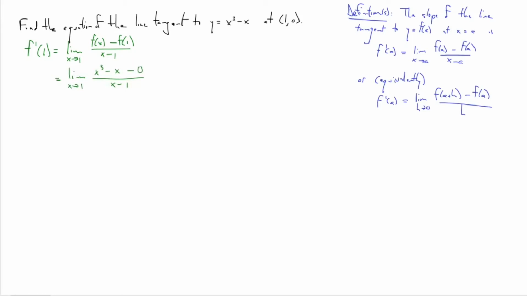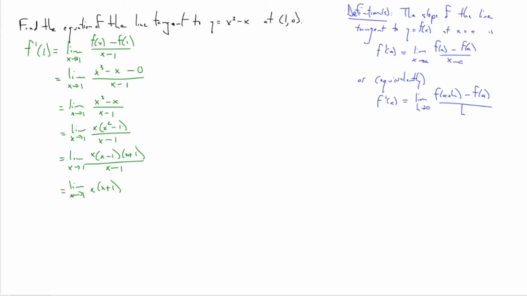f of x is x cubed minus x. f of 1 is 0, so we plug in those values. And we simplify and factor the numerator, and then you see that the x minus 1's cancel, and we just get the limit as x approaches 1 of x times x plus 1. And if you wanted, you could distribute and multiply those out and see that it's a polynomial. In either case, you can just plug in 1 to compute the limit. And we find that the slope of the tangent line is 2.